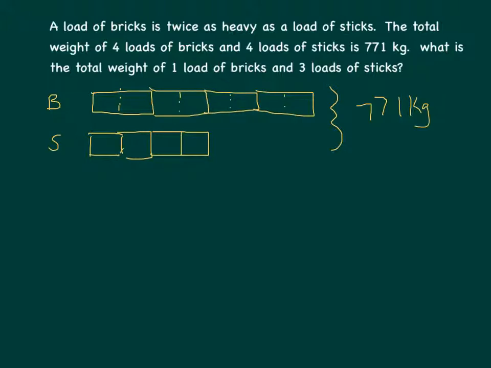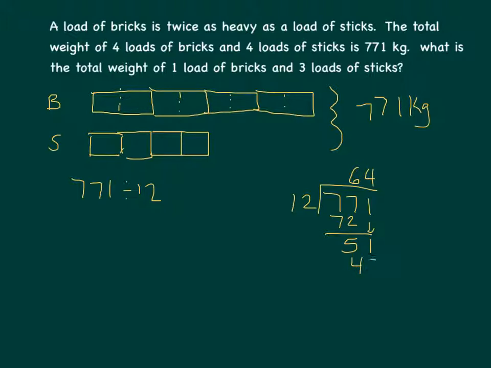So I can find out what one of these parts is by dividing 771 by 12. Well, let's go ahead and do that. 12 does not go into 7. It goes into 77 6 times, which gives me 72. Bring down the 1. It goes into 51 4 times, which is 48. If I subtract, I get 3.